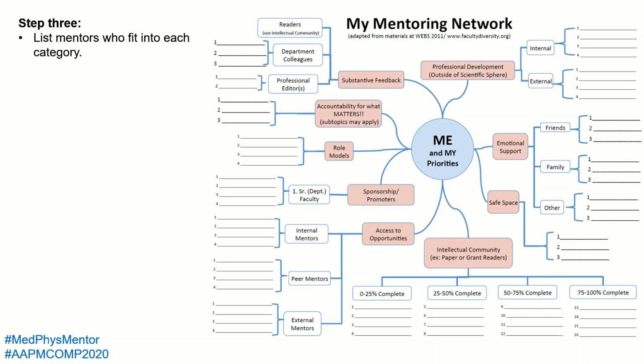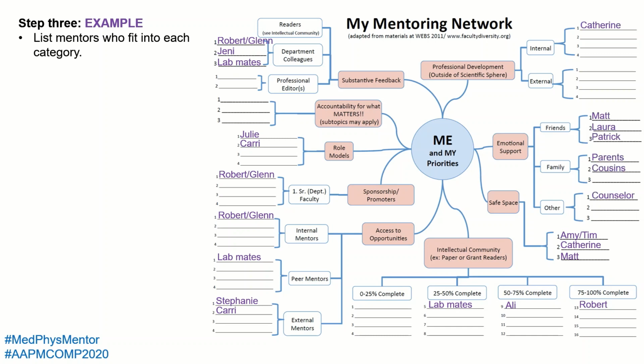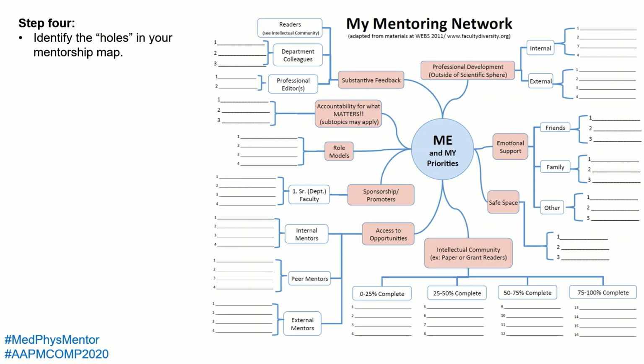The next step is to start listing people who you rely on for these different types of mentorship. For example, these are the people who first came to mind when I first learned about this exercise. Go ahead and pause the video and fill in your most obvious mentors. Now that you have a partially filled in map, identify the holes or gaps that you still need to fill.